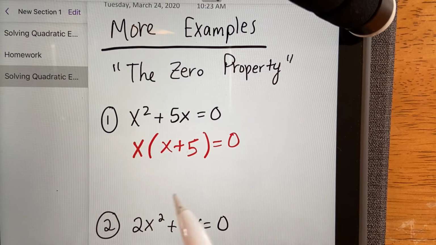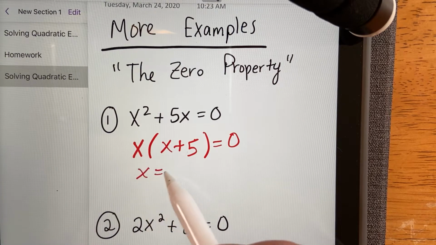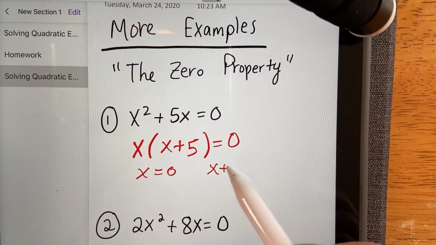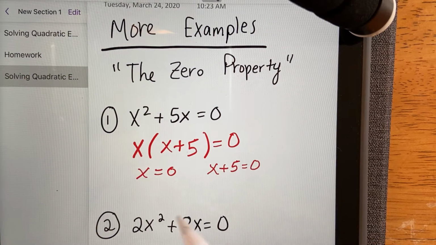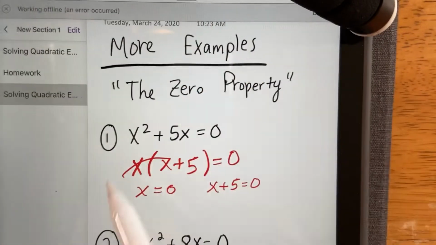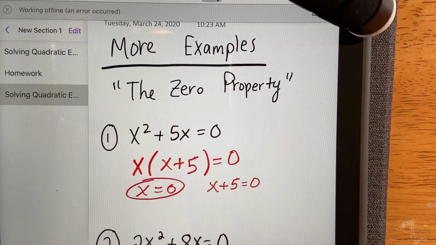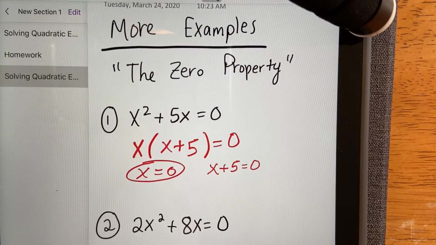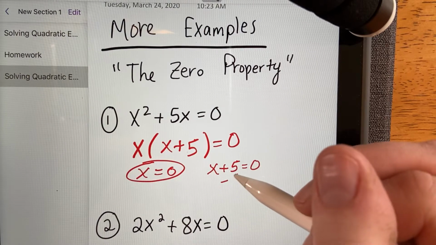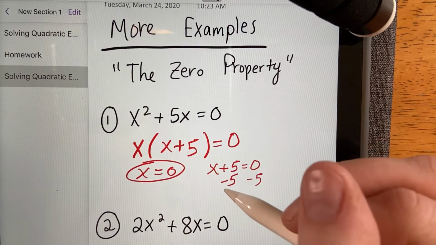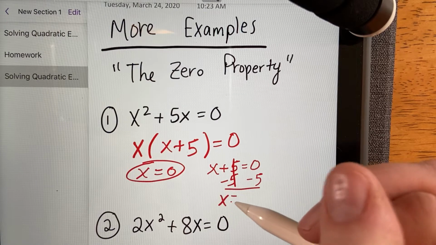Now, I can take each part and set it equal to 0. x equals 0, and then x plus 5 equals 0. X equals 0 is already complete, but for x plus 5 equals 0, I still need to do one more thing. I need to subtract 5 on both sides. Minus 5, minus 5, so that makes it x equals negative 5.